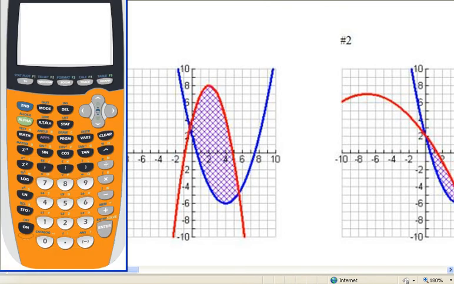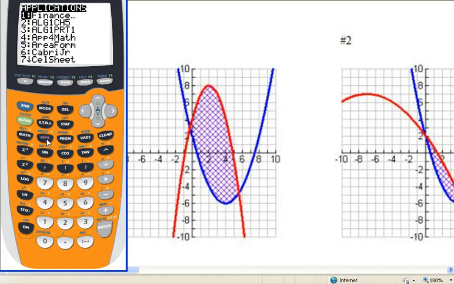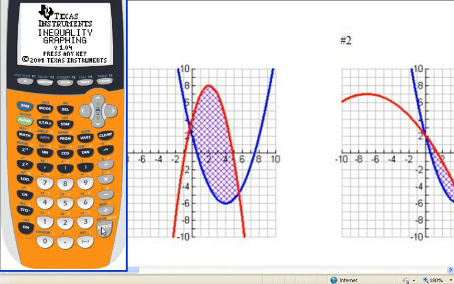Before we go to y equals, do I need to do something? Clear that out. You've got to go to inequality. So let's clear this, then go apps, and for me, I have to go down quite a ways because I've got a lot on there. So I go alpha I, skip down to the i's, inequality, press any key, and I'm in.